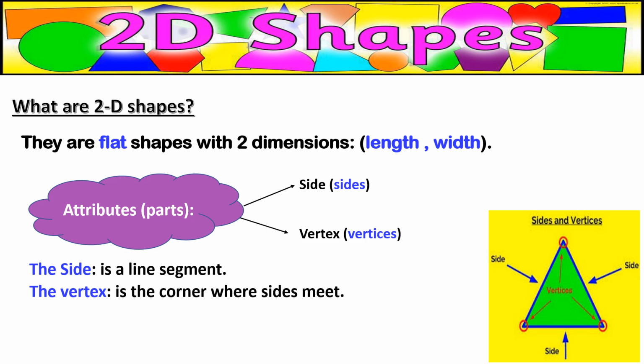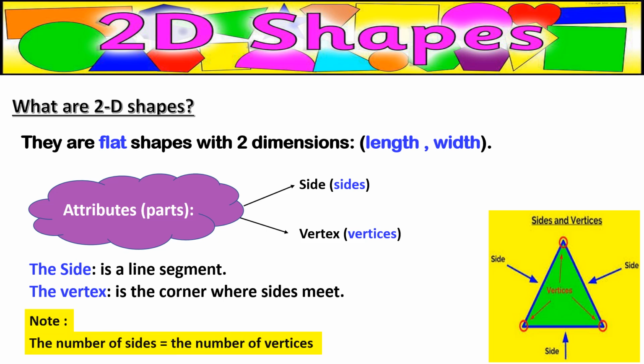And vertex or vertices. A vertex is the corner where sides meet. When one side meets another side, they meet each other at one point. This point or corner is called a vertex. And don't forget, the number of sides equals the number of vertices. We have here 1, 2, 3, 3 sides, and 1, 2, 3, 3 vertices. If we have a shape with 0 sides, it will have 0 vertices. 4 sides, 4 vertices. 6 sides, 6 vertices, and so on.